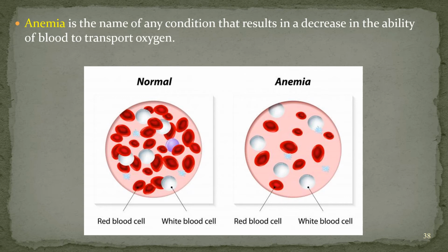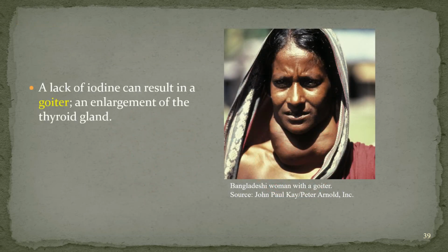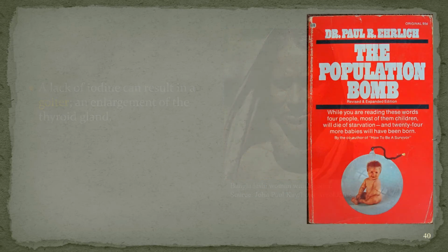Anemia is another condition that results in a decrease in the ability of blood to transport oxygen. It's often caused by malnourishment or iron deficiency in the diet. Iodine deficiency can result in goiters, which are enlargements of the thyroid gland.